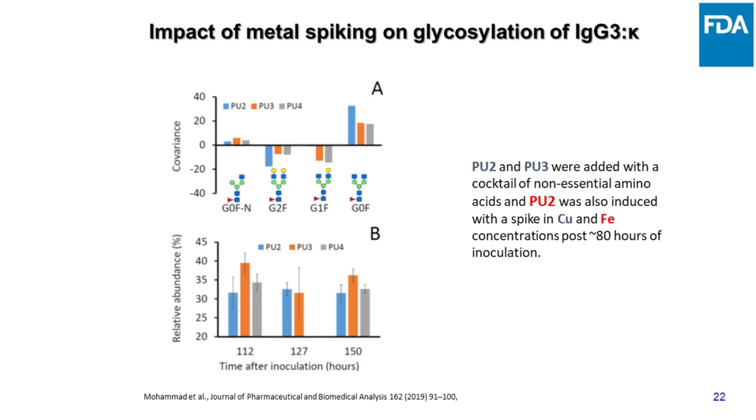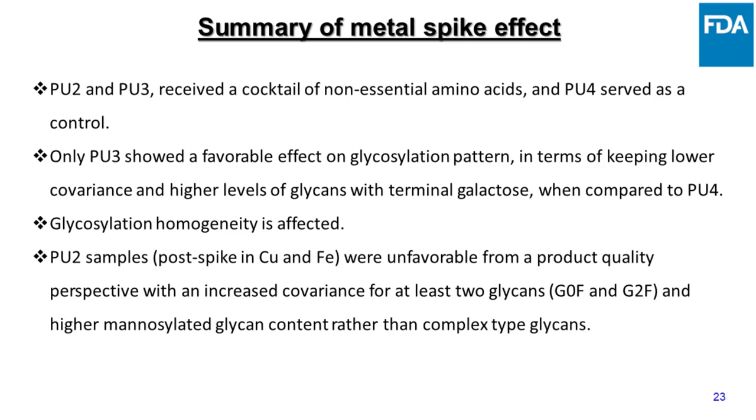The take-home message here is that only Process Unit 2 shows unacceptably higher variability, and its complex type glycan relative abundance was inferior to Process Unit 3. Both Process Unit 2 and 3 got a cocktail of amino acids, but Process Unit 2 was also spiked with copper and iron. To summarize, Process Unit 2 and 3 received a cocktail of non-essential amino acids, and Process Unit 4 served as a control. Only Process Unit 3 showed a favorable effect on glycosylation in terms of keeping the covariance low as well as increasing the terminal galactose-containing glycans. And the glycosylation homogeneity is affected when you spike with iron or copper.